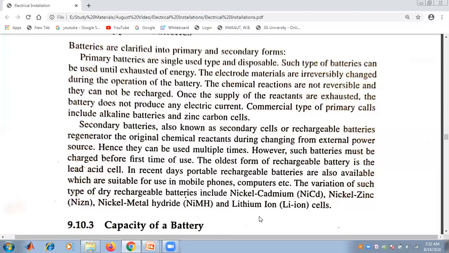So there is a basic difference between two types of batteries. One is called the primary battery and another is called the secondary battery. The difference between the two is the concept of rechargeability. Secondary batteries are generally rechargeable.